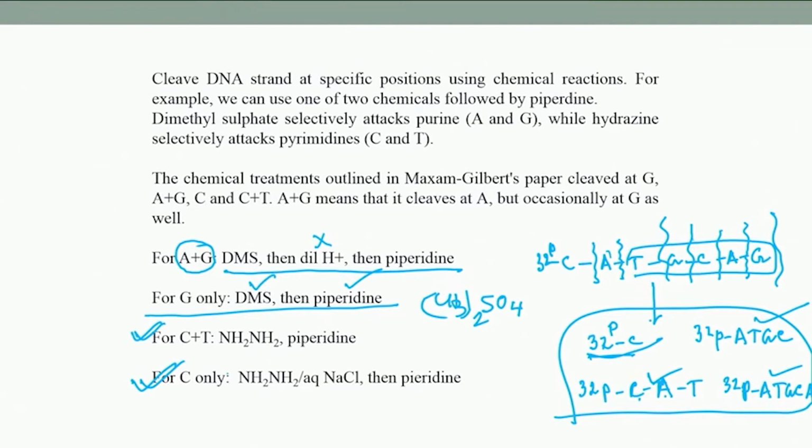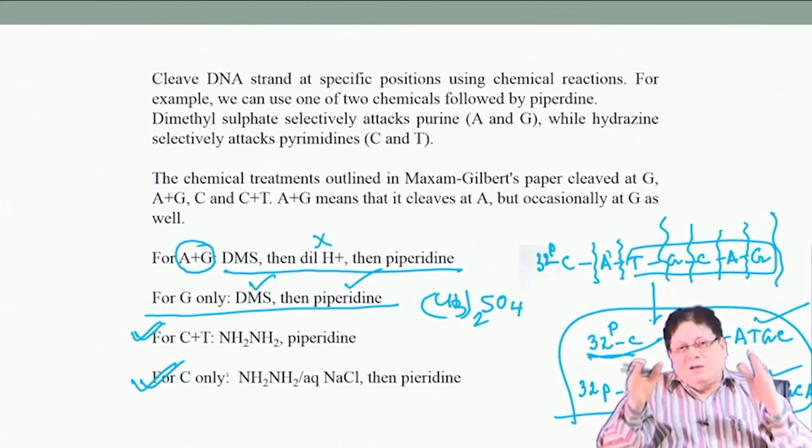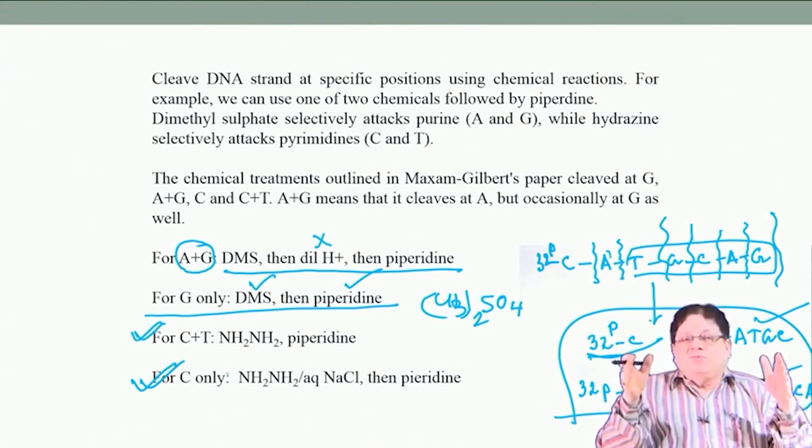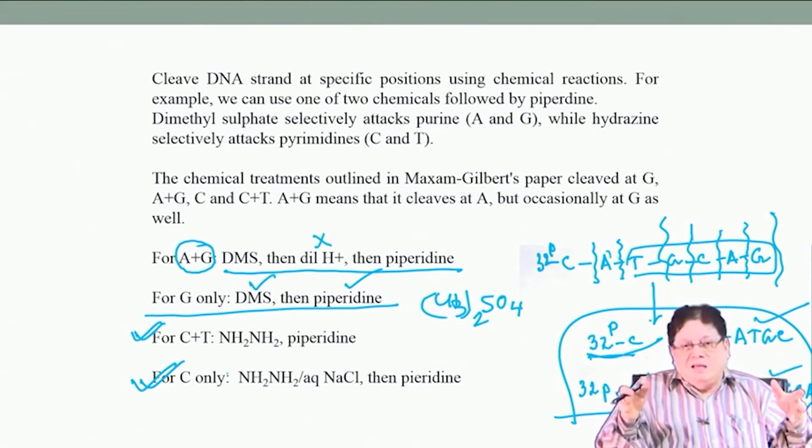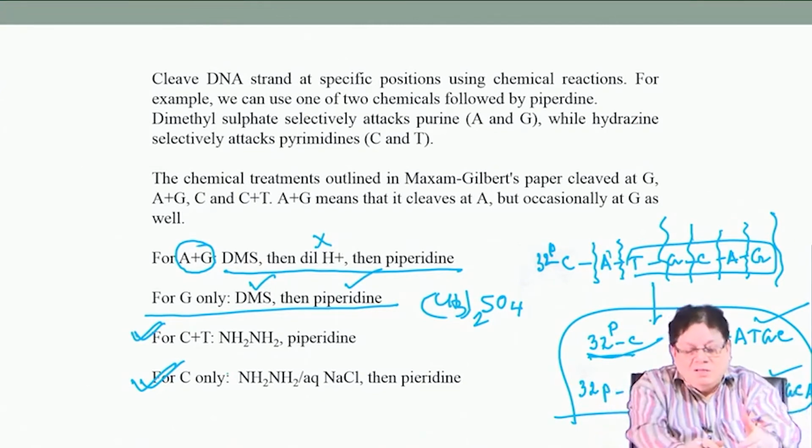So, basically what they have done, they have identified 4 reaction conditions. In one reaction condition, both A and G are cleaved, wherever there is A, wherever there is G, that will be cleaved. In another condition, only G's are cleaved, wherever there is G, and you will get the piece. Another one is C plus T. So, you get C and T both cleaved, wherever there is C or wherever there is T. And the fourth condition, wherever there is C, that will only be cleaved. So, these are the conditions.